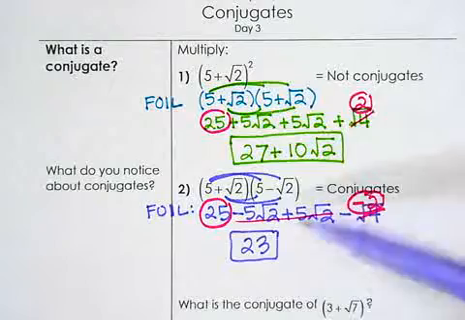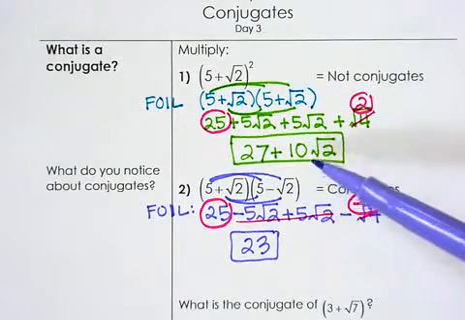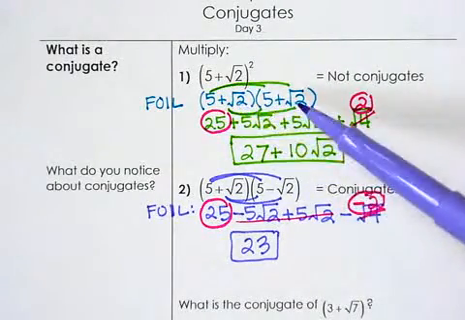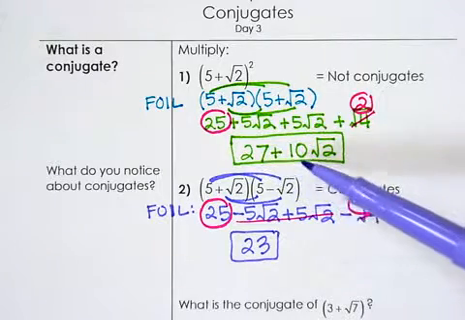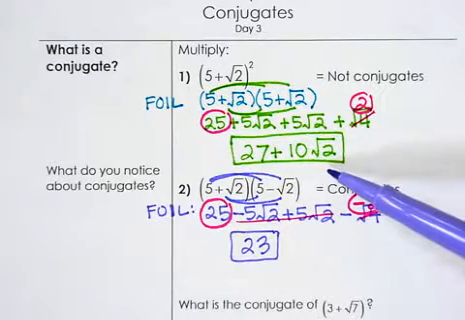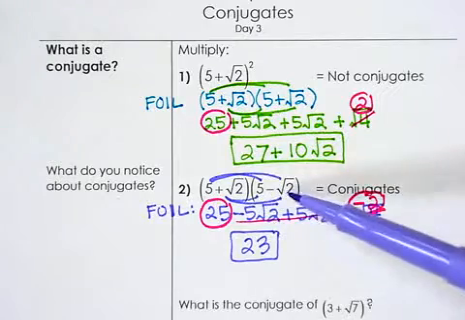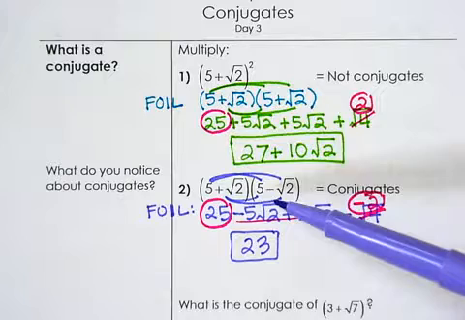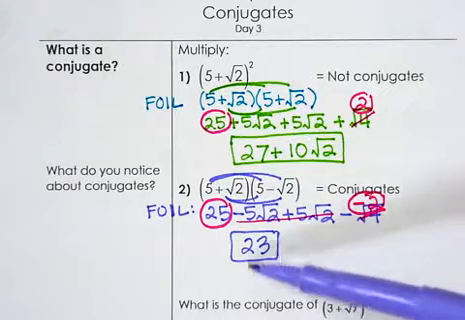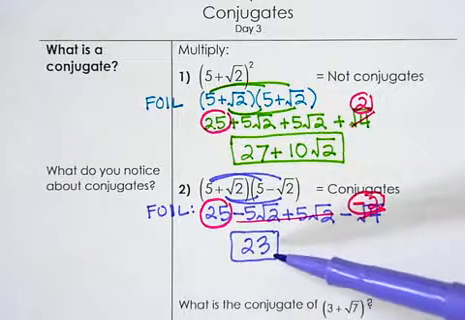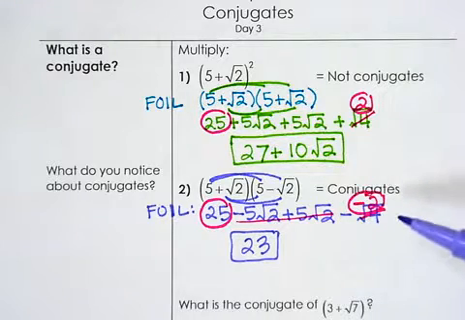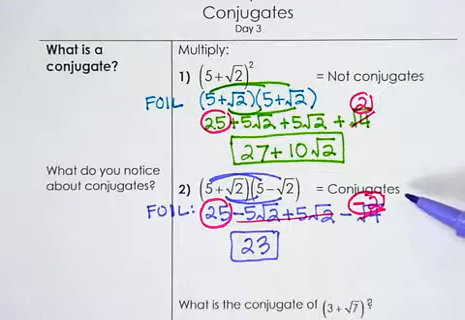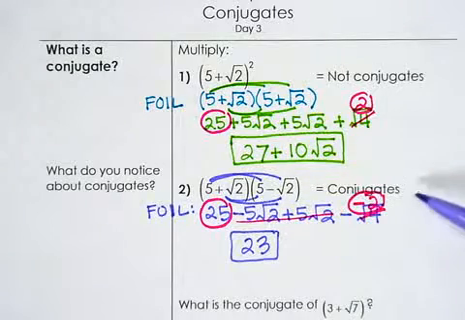And look how nice that is. When I multiplied it by itself and FOILed it, I got 27 plus 10 radical 2. But when I multiply by the conjugate, these are called conjugates of each other, I get this nice clean 23. That's going to be important to us, because understanding this relationship is going to help us rationalize our fractions.